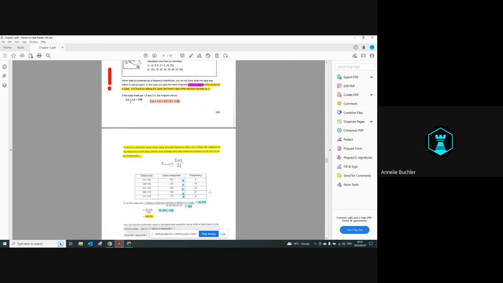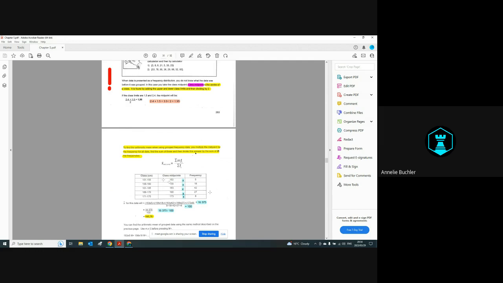Now here's another example of arithmetic mean, when you use group frequency data. You multiply the midpoint by the frequency for all data, find the sum of these, and then divide the answer by the sum of all frequencies. So here are your midpoints.